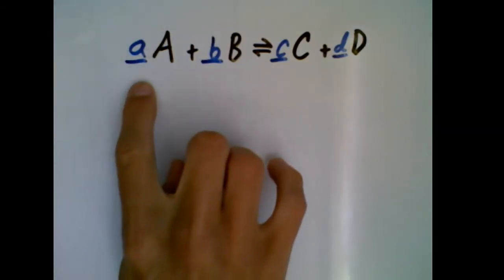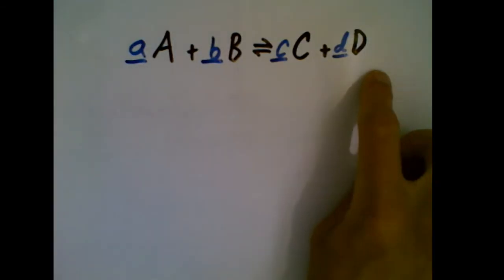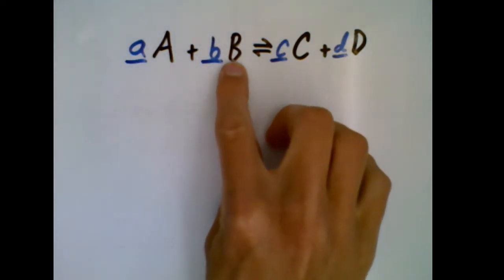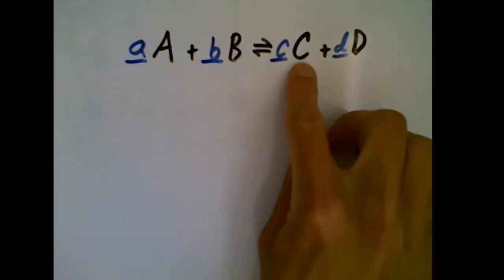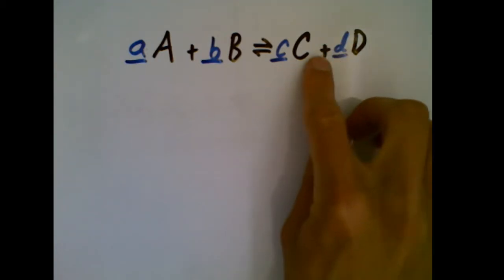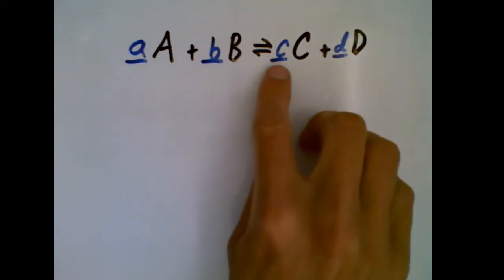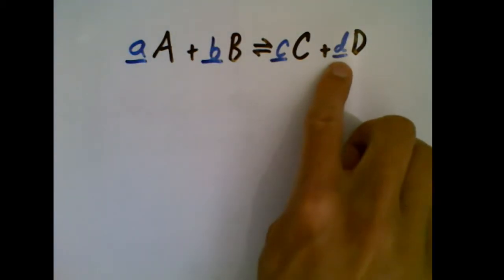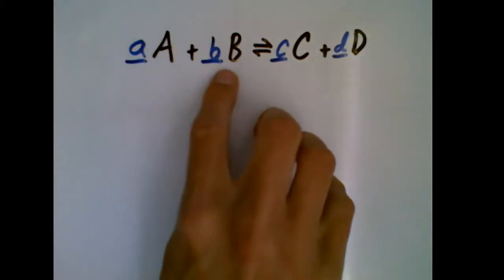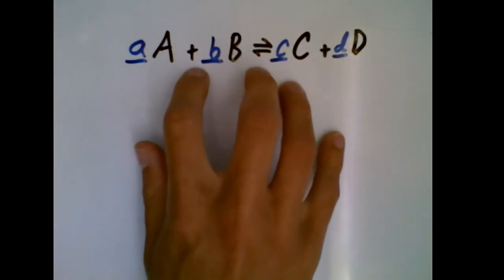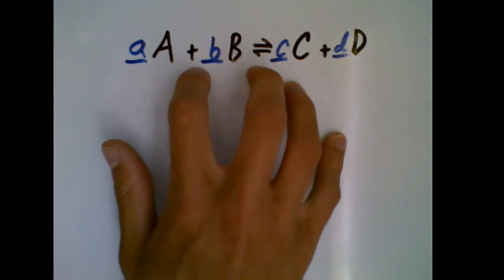So I just have a made up chemical equation. Substance A is going to react with substance B, and that's in equilibrium with substance C and substance D. The coefficients I've written in blue and underlined for you and used lowercase letters so that we can tell them apart from the actual substance. This is just a fake chemical equation as a stand-in for a real one.